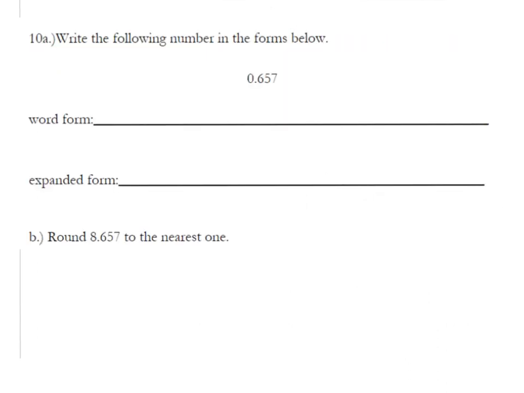All right, here we go, boys and girls. 10 says, write the following number in the forms below. So they want us to write this number, 0.657, in word form and expanded form. So see if you can pause the video here, try it on your own first, and then see if you can write those down, word form and expanded form, and then pause, and then play the video to check your work.